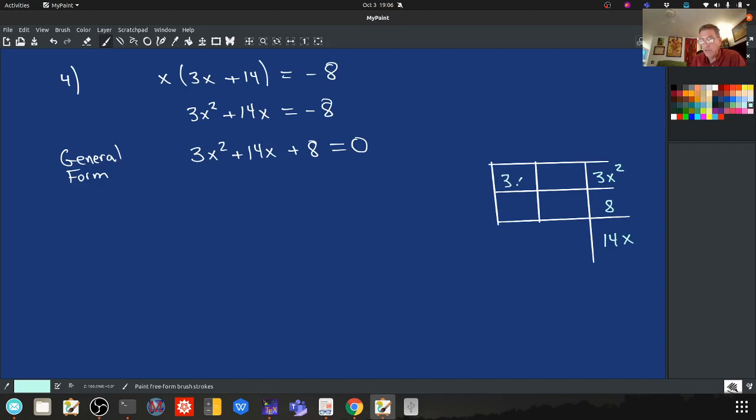So I've only got one choice, 3x and x. Now 8, there's quite a few factorizations there, but whatever we choose, we want them to sum up to 14. So I'm going to do 8 is 4 times 2. So 3x times 4 is 12x, and x times 2 is 2x. 12x plus 2x is 14x, so I have my factorization. So again, we go kitty corner for my factors.